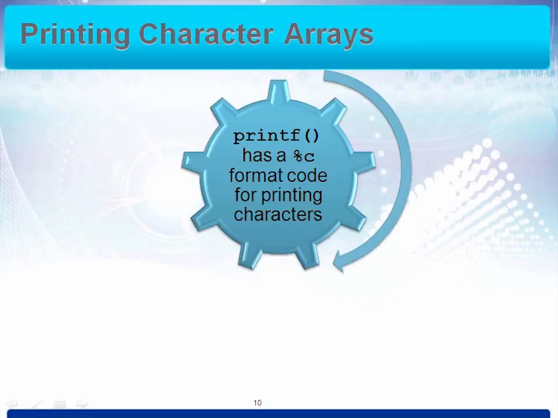In order to translate it from the number 77 to the capital M, printf has a specific format code to do that, and that's the %C. If you wanted to, you could print our character array with a %D, and you'd actually see the ASCII values. That's not what I want because I don't remember them and I don't want to have to go look them up. So we're going to use printf with a %C for our character array characters.